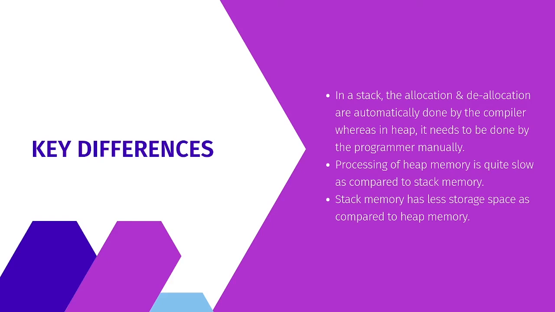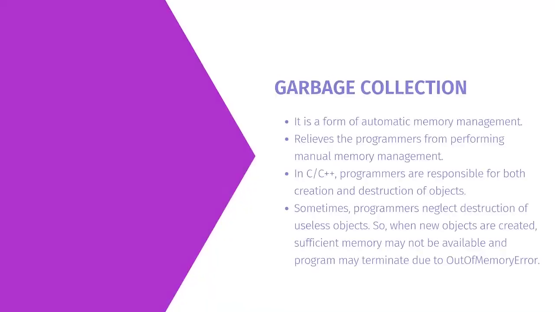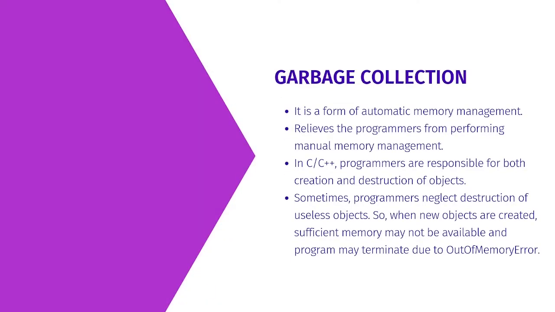So with that being said, let's move on to the final topic of today's session, which is garbage collection. It is a form of automatic memory management. It relieves the programmer from performing manual memory management, where the programmer specifies what objects to deallocate and return to the memory system and when to do so. In C or C++, programmer is responsible for both creation and destruction of objects. Sometimes programmer neglects destruction of useless objects.